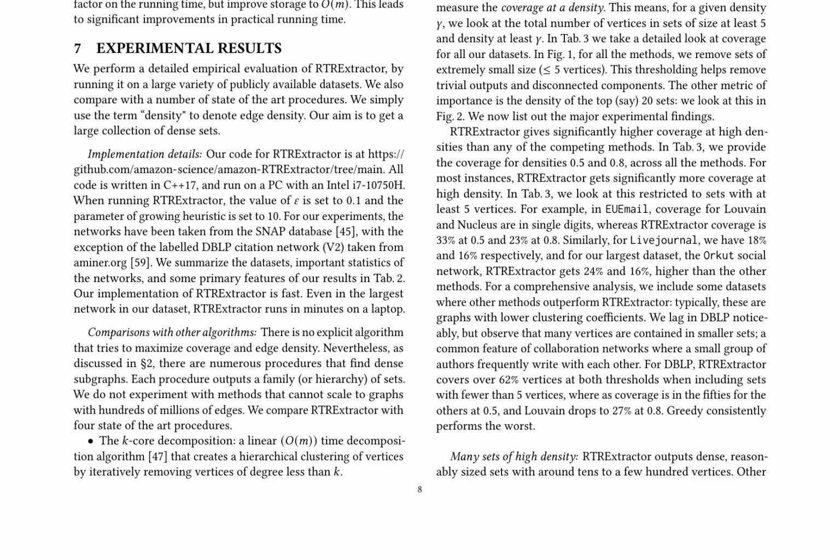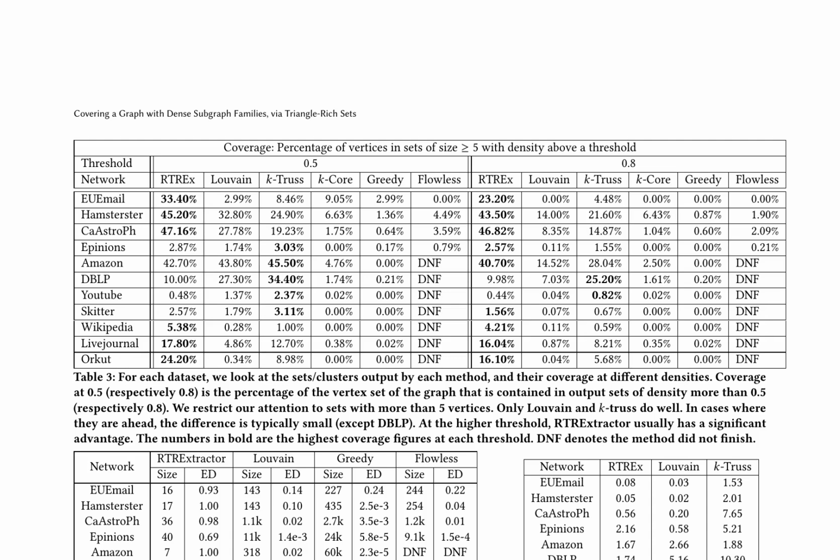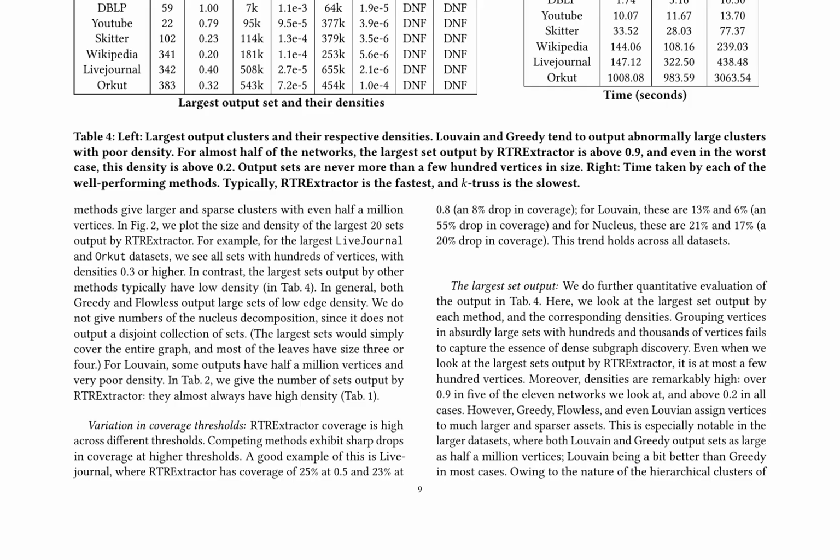The research paper discusses a novel method for discovering dense subgraphs in networks. It presents a new algorithm, RTR extractor, which effectively covers a significant portion of vertices in dense subgraphs, outperforming other methods like Louvain and greedy. The algorithm's strength lies in its ability to extract dense subgraphs with high edge density, often missed by other methods. This is demonstrated through various datasets, including social networks, citation networks, and email networks.